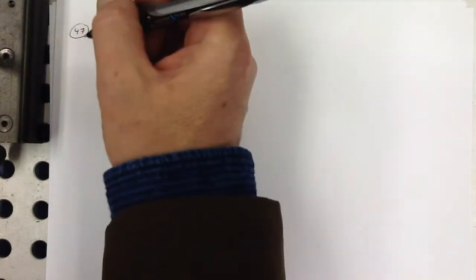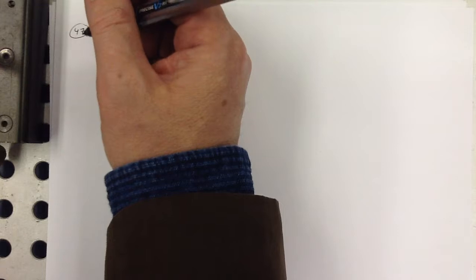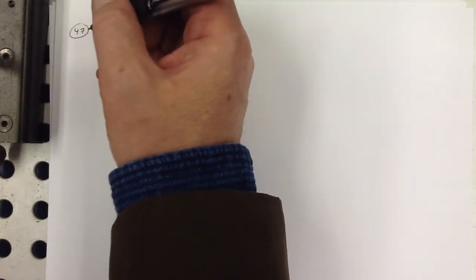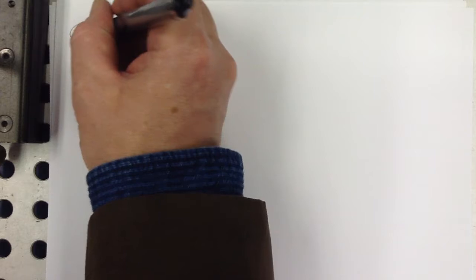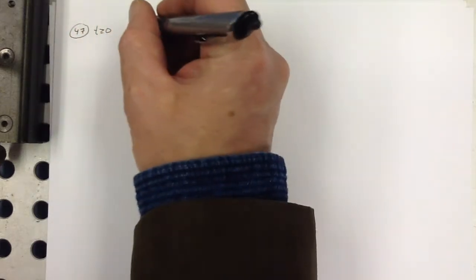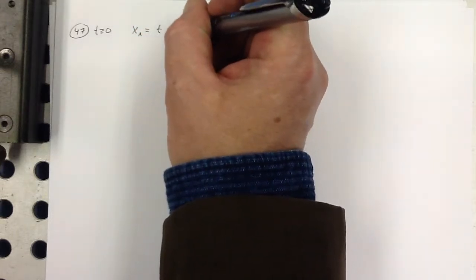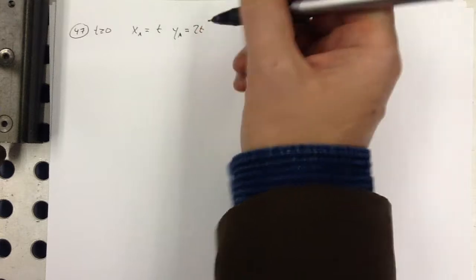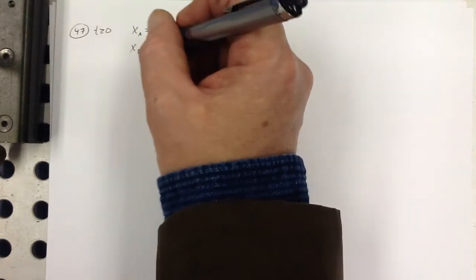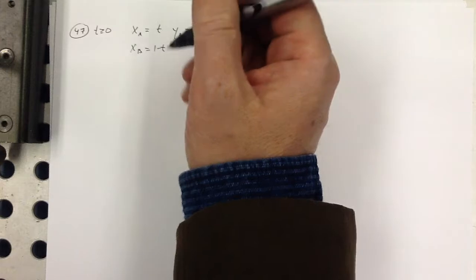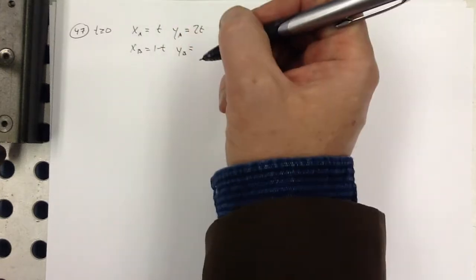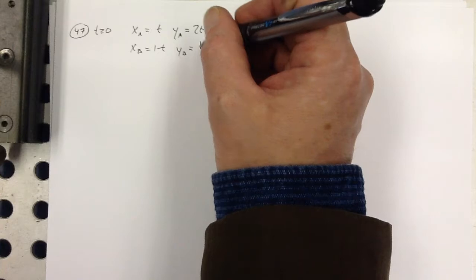Number 47. Here's one that's a little different. So I've got two particles A and B, and they're in motion in the same xy plane. Their coordinates at each instant of time t greater than or equal to 0 are given by the x-coordinate of the A particle is t, the y-coordinate of particle A is 2t, the x-coordinate of the B particle is 1 minus t, and the y-coordinate of the B particle is just t. And we want to find the minimum distance between A and B.